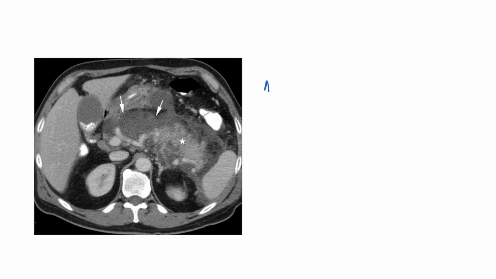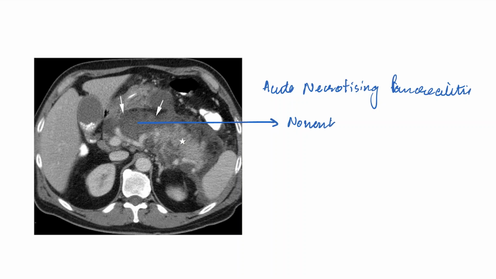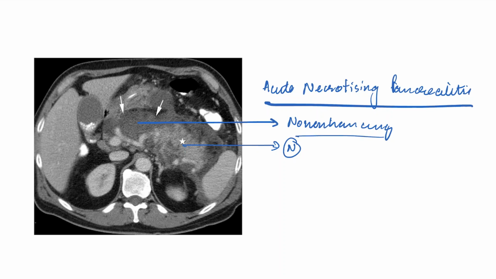Now this CT shows acute necrotizing pancreatitis. This part shows non-enhancing parts of head, neck and body of pancreas, and this shows normal enhancing tail. So this is a case of acute necrotizing pancreatitis showing non-enhancing head, neck and body of pancreas.